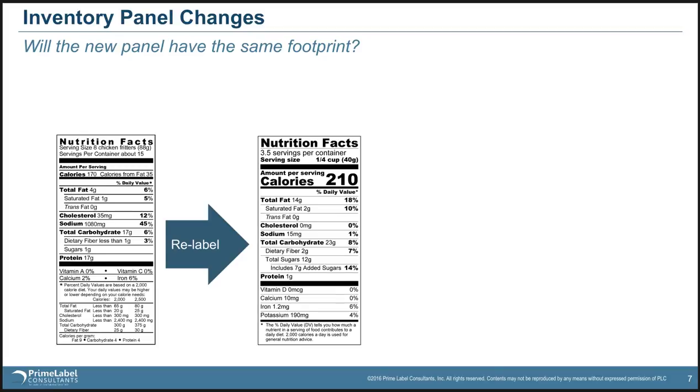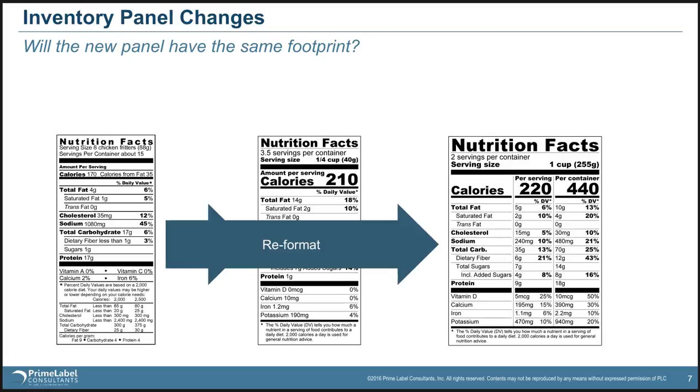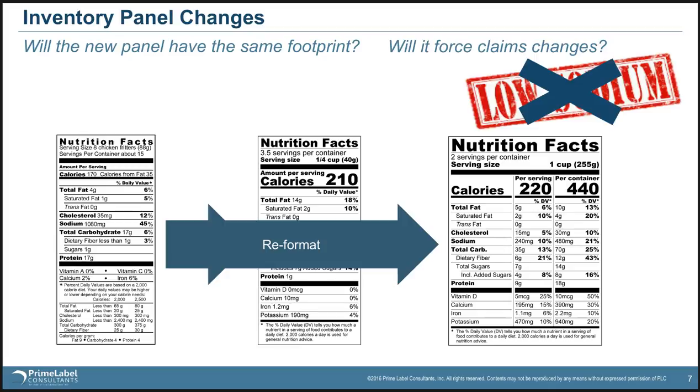But if the new panel is larger, then you'll need to look at reformulating the entire label, moving the panel, adjusting ad copy, and other elements. Finally, you need to ask whether the new panel will force any changes to claims or front-of-pack labeling. If this is the case, there are more things to consider. Reformatting is still an option, but the brand identity may have been compromised, and more drastic actions such as repackaging or reformulation might have to be chosen.